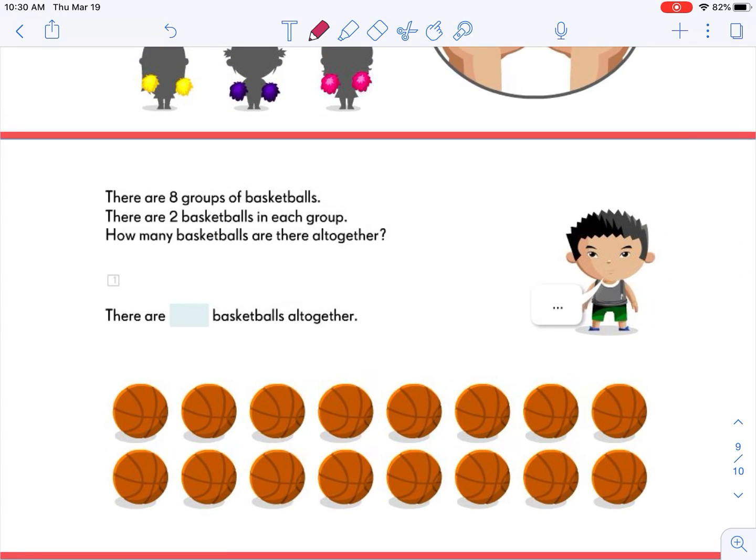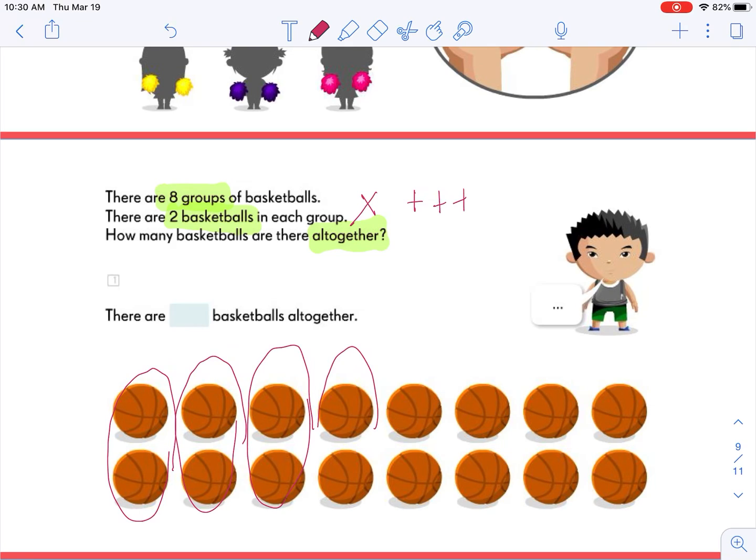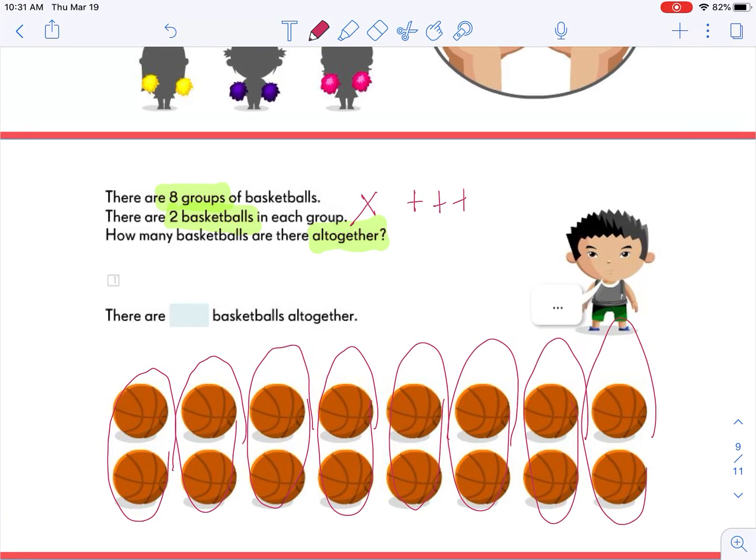Last one, okay? There are 8 groups of basketballs. Okay, 8 groups. I'm going to make sure I highlight that. There are 2 basketballs in each group. I'm going to make sure I highlight that as well. How many basketballs are there all together? All together, I know, is my code word for multiplication or repeated addition. So if there are 8 groups of basketballs and there are 2 in each, in my picture, I'm going to go ahead and put 2 basketballs in each group. 5, 6, 7, 8. Okay, I have 8 groups of basketballs.